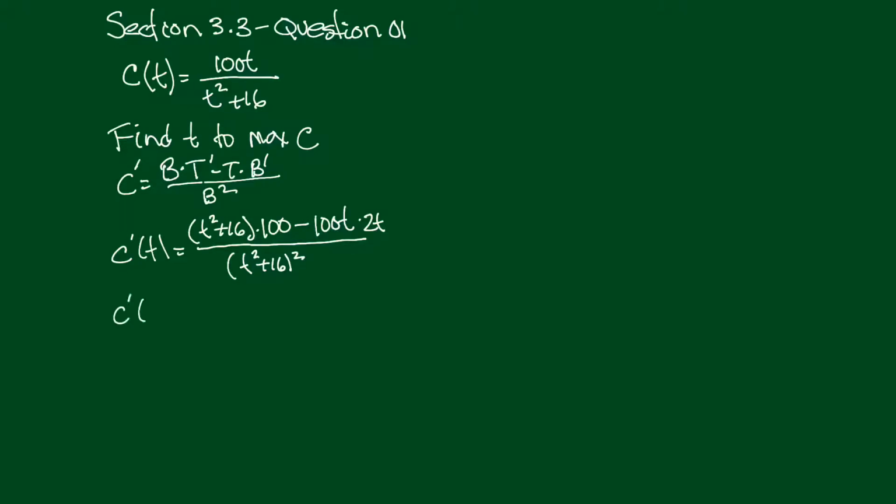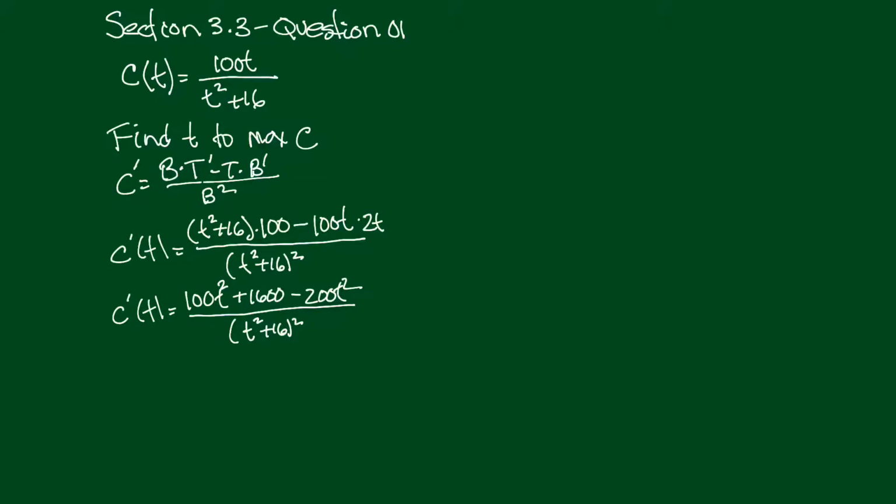Let's simplify. So C prime of t is equal to, I'll distribute in, 100 t squared plus 1600 minus, looks like 200 t squared, all over that denominator, t squared plus 16 squared. So we'll simplify this. 100t squared minus 200t squared, that'll combine. So we will get C prime of t is equal to negative 100 t squared plus 1600 all over that denominator, t squared plus 16 squared.